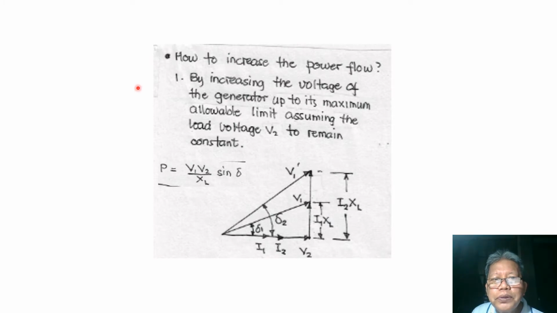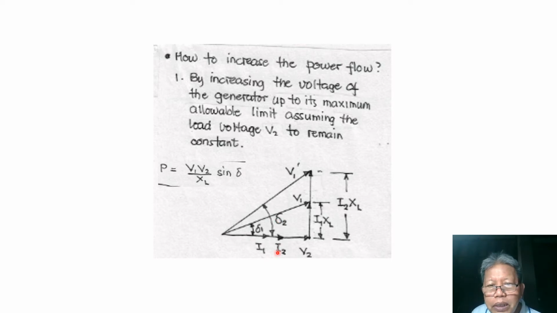Now we will consider how to increase the power flow generated by our generator to supply the system. Number one is by increasing the voltage of the generator, V1, up to its maximum allowable limit, assuming the load voltage V2 remains constant.